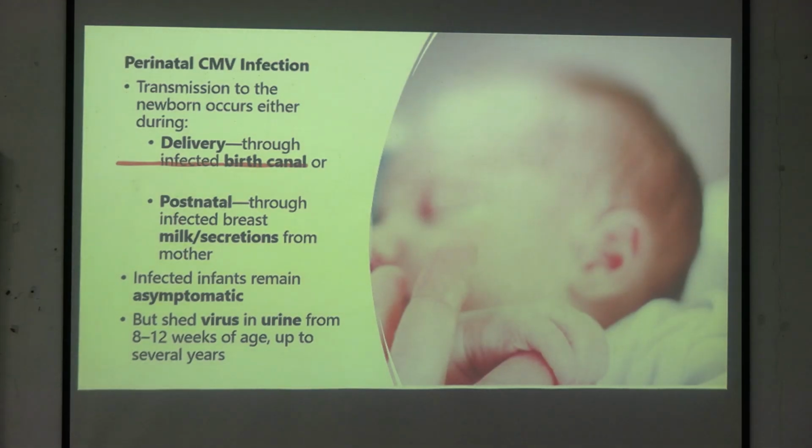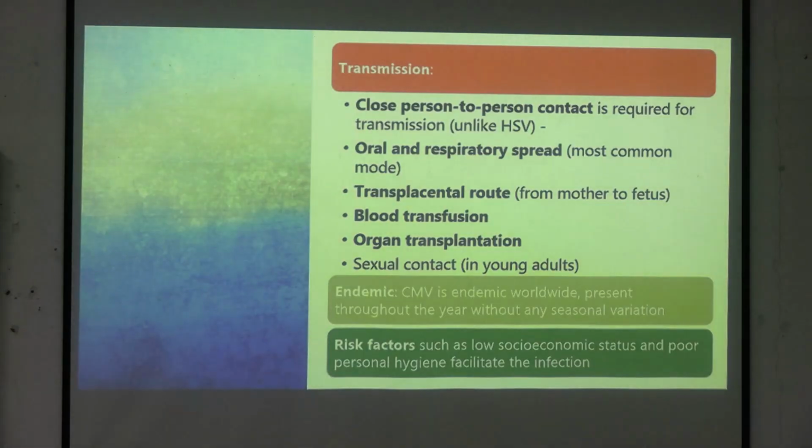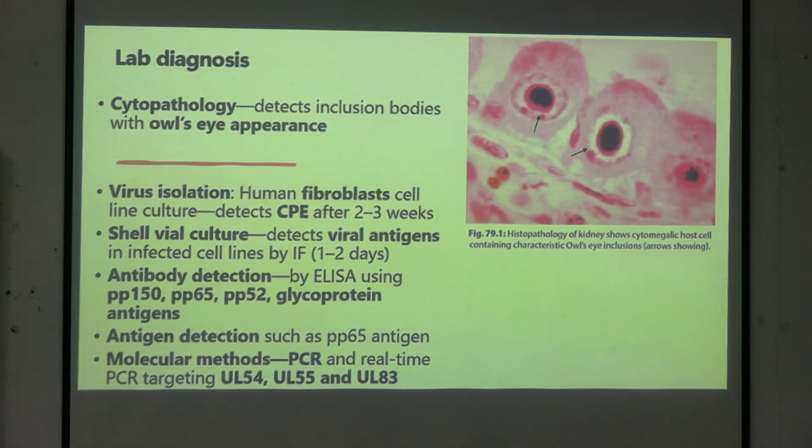Okay, perinatal CMV infection, that is during delivery, and postnatal CMV infection can be occurring when the baby is fed breast milk. Okay, so that is a postnatal transmission route. Now we will go to lab diagnosis. This you have already been taught in class. The cytomegalo inclusion body will be owl's eye appearance. Okay, so you will have owl's eye appearance. The virus can be cultured into certain cell lines.